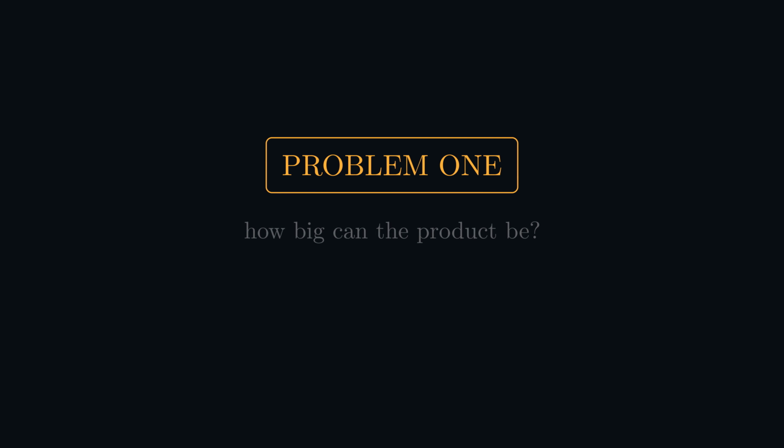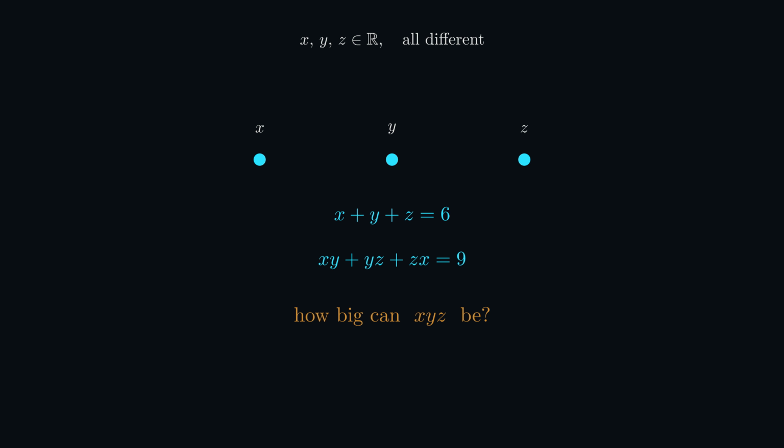Problem 1. 3 different numbers and 1 question about their product. 3 different numbers. They add up to 6. Multiply them in pairs, x times y, y times z, z times x, add those up and you get 9. Now multiply all 3 together. How big can that product be? That is the whole problem.